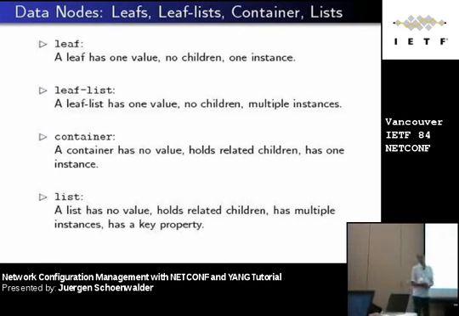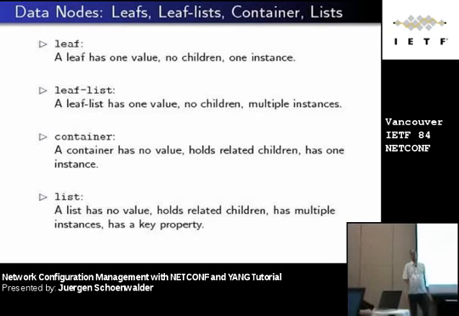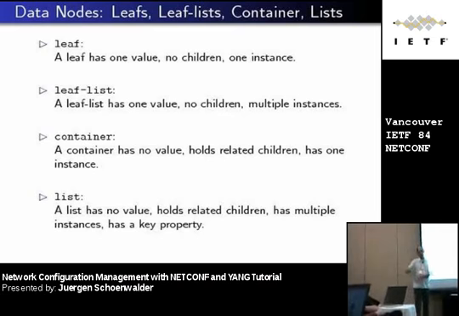In many cases, you have multiple instances. If you want to model IP addresses assigned to an interface, you might actually have a whole list of IP addresses assigned to the same interface. So you can use a leaf-list to model that. You have one value in each element, but no children, no subtree hanging around that. But you can have multiple instances for multiple IP addresses. Okay, so we have leaves, and we have lists of leaves.